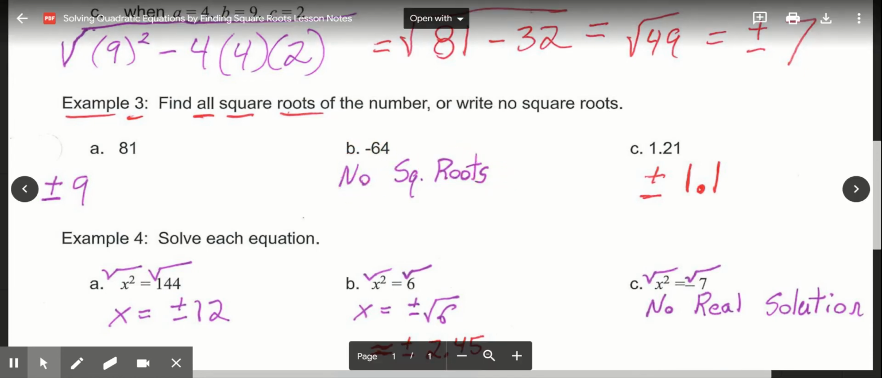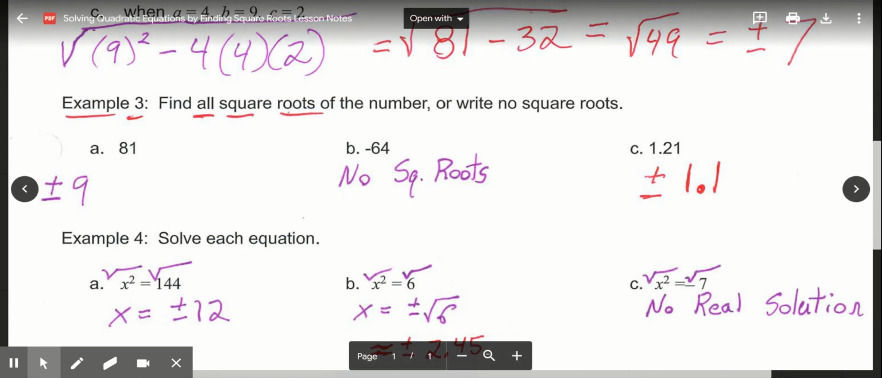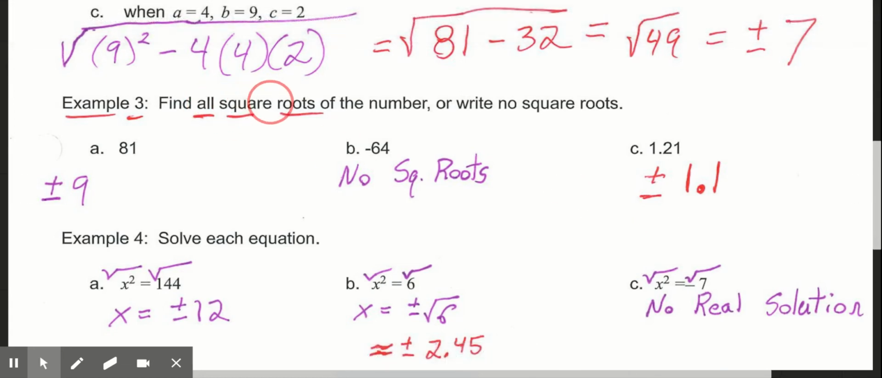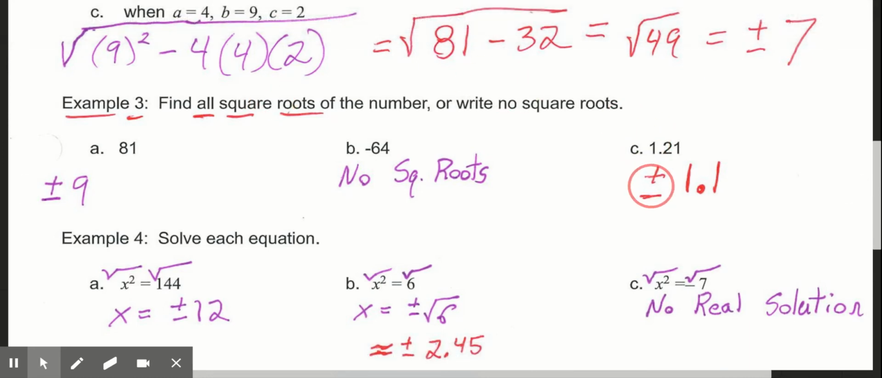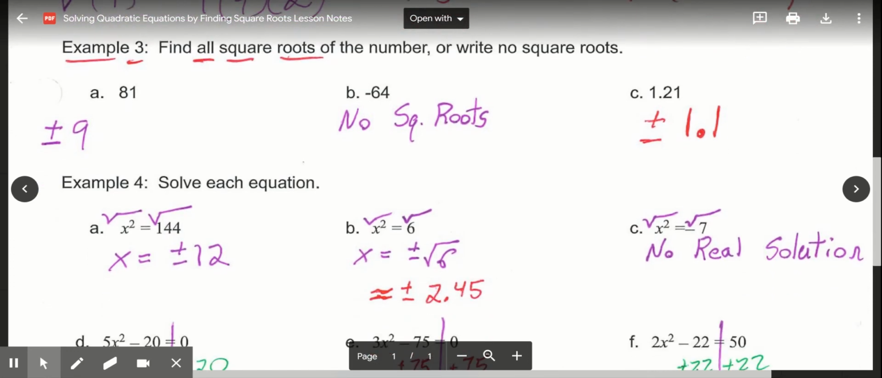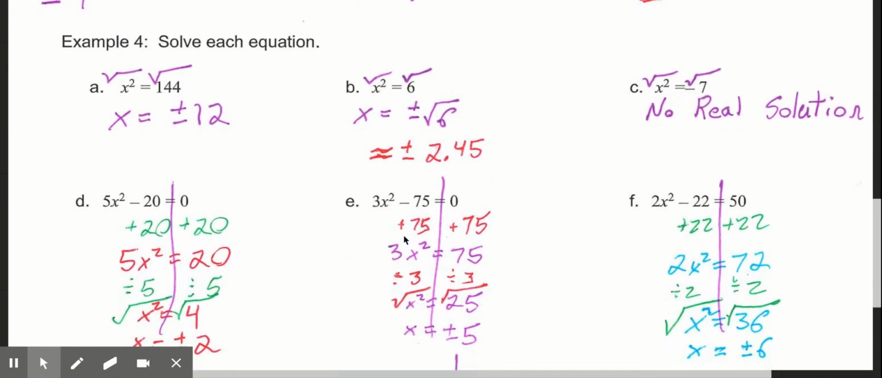And in C, this is where you could use your calculator and the square root function. So you would do the square root of 1.21, which would give you 1.1. And because we're answering for all square roots, it's a positive number, so we would need the plus minus. And then example 4 is where we start to solve our equations themselves.